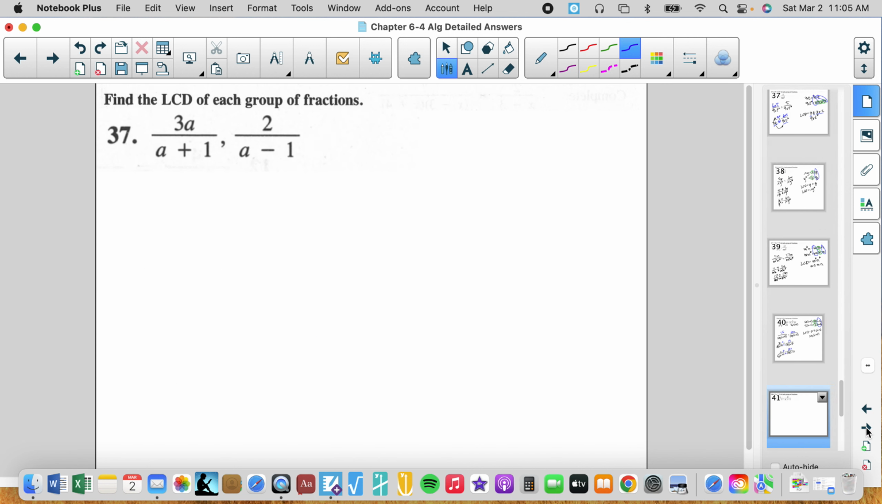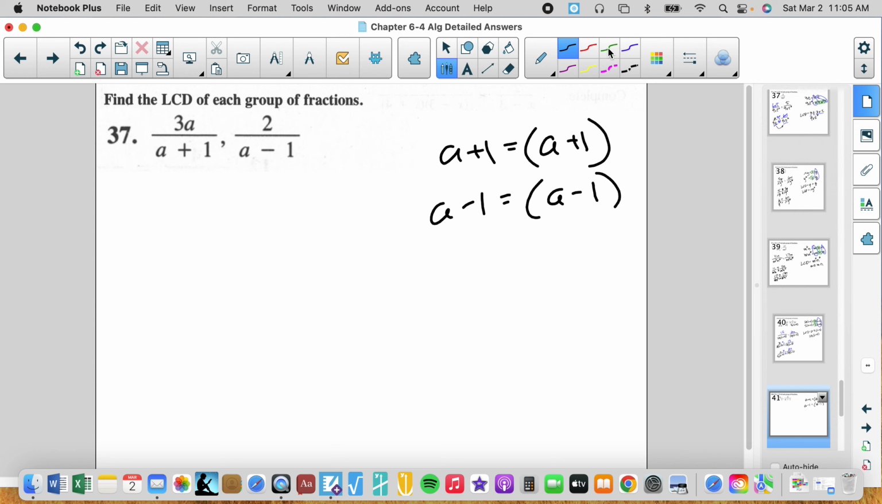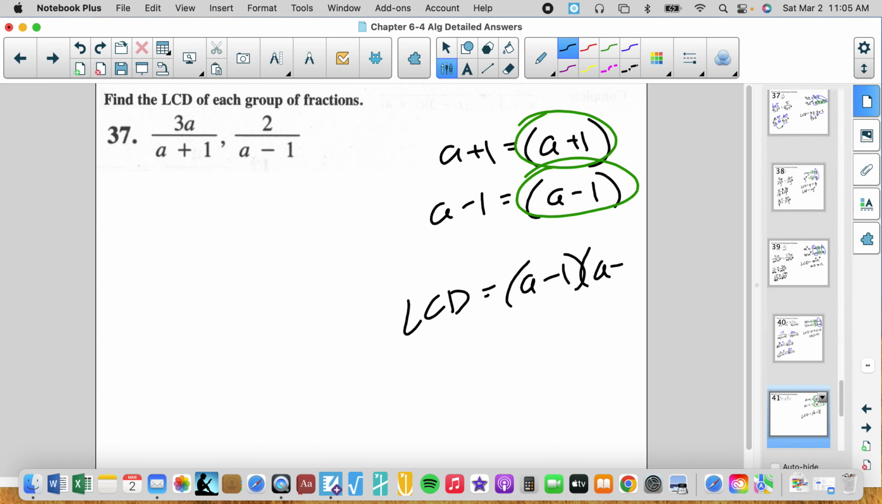Yeah, that's a good one. All right, so a plus 1, the prime factorization is a plus 1. A minus 1, the prime factorization is a minus 1. They have nothing in common, so these two are leftovers. So my LCD is going to be a minus 1, a plus 1. So I'm going to write 2. I got to find equivalent fractions.